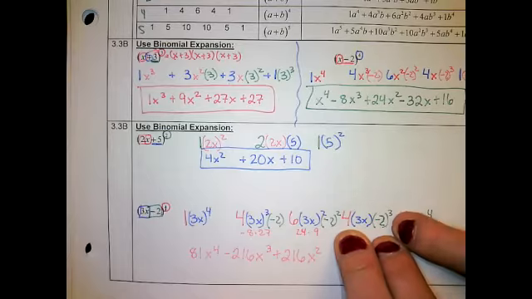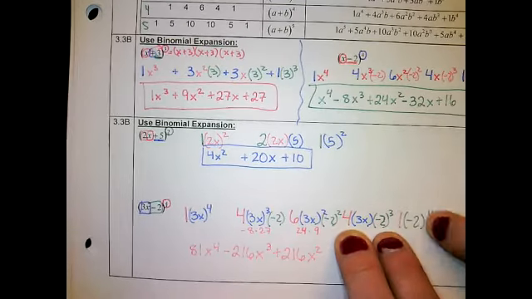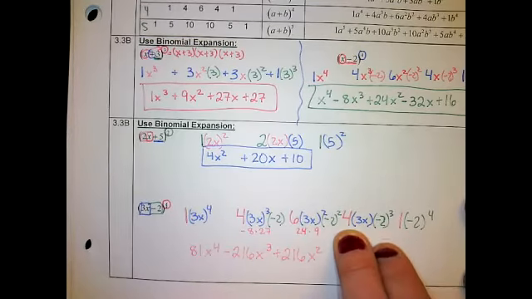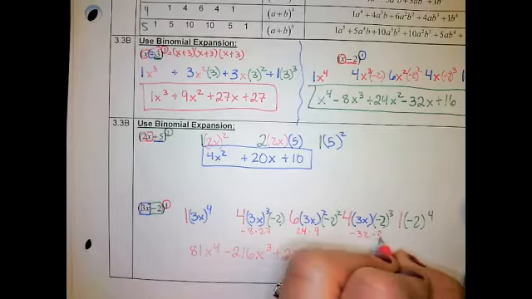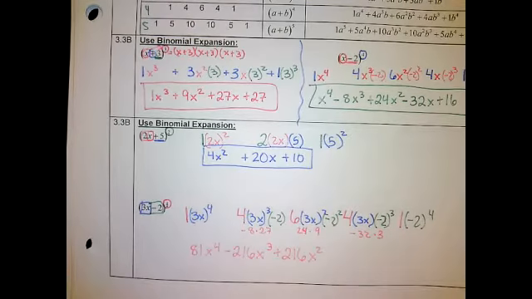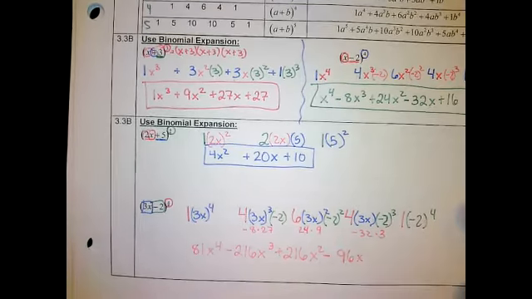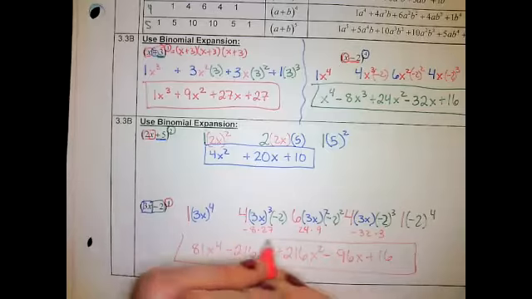My next term here, -2 to the 3rd power is -8 times 4 is -32 times 3 is -96x, and then -2 to the 4th power is +16.